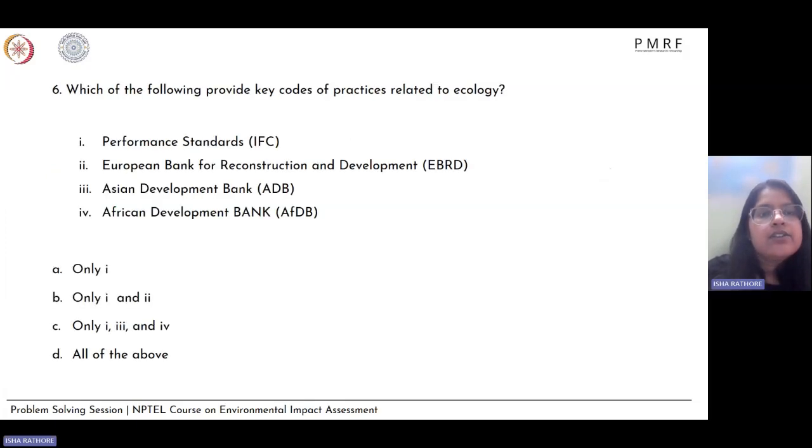Moving on. Which of the following provides key codes of practice related to ecology? One, Performance Standards IFC, International Finance Corporation. Two, the European Bank for Reconstruction and Development, EBRD. Third, Asian Development Bank, ADB, or African Development Bank, AFDB. Okay, so the correct answer is D. That is all of the above. All of these agencies have given codes of practice relating to ecology. So D, all of the above is the correct answer.